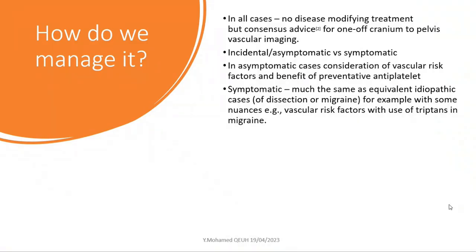So how do we manage or approach it? Well, there's no disease-modifying treatment for this, but consensus advice is that if diagnosed, all patients with FMD should get a once-off vascular imaging from their head to their pelvis. The reason for this is to assess what vascular territories are affected by the condition, and also to look for any dissections or aneurysms which may require intervention or surveillance.